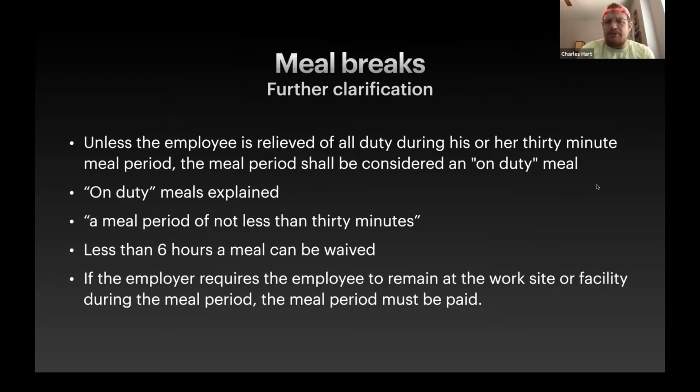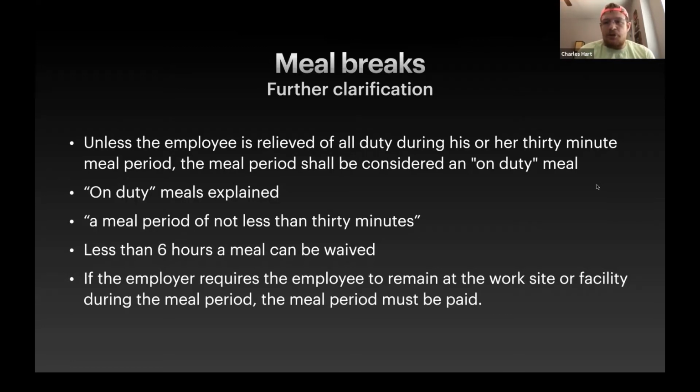Unless the employee is relieved of all duty during his or her 30-minute meal period, the meal period shall be considered an on-duty meal. On-duty meals are something you can qualify to have employees do. An example would be a security guard who needs to continue to offer security during their meal, and those are considered paid meals. So you can have arrangements where you qualify for on-duty meals, but there's a couple of things you should be aware of.